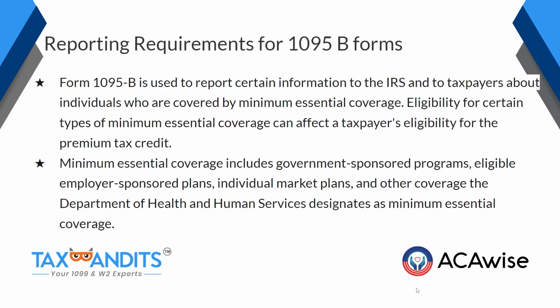And then the reporting requirements for the 1095B form. This is to report any information to the IRS for any individuals that are covered by minimum essential coverage. So this basically covers everyone who isn't a full-time employee of an ALE. This is for government-sponsored programs, eligible employer-sponsored plans, and individual market plans.